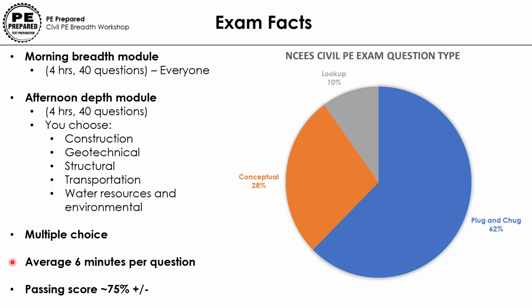6 minutes per question means that you should be looking at your studying through the lens of 6 minutes per question. If a subject area, such as calculating head loss through a pipe, lends itself very well to a short plug-and-chug question that can be solved in less than 6 minutes, really spend time learning that.